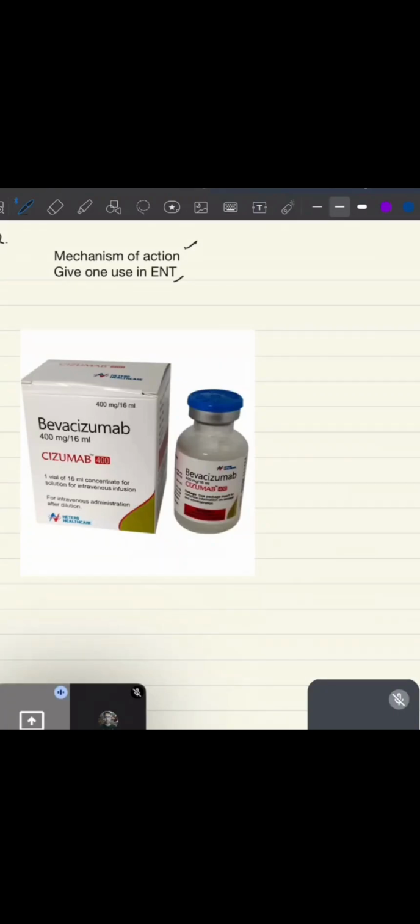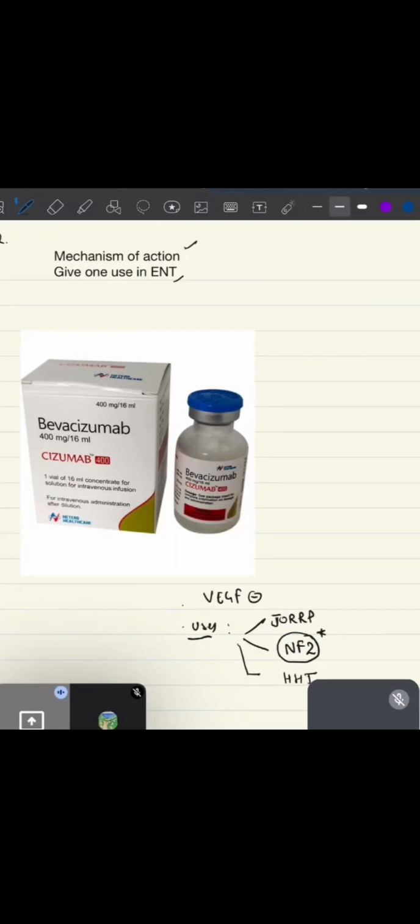What is the mechanism of action? Anti-VEGF factor? Yes, doctor. Absolutely correct. VEGF inhibitor. And anybody with the uses in ENT, any one or two uses? Respiratory papillomatosis, juvenile onset recurrent respiratory papillomatosis. Anything else? They'll ask you medical management of NF2. Remember the drug. Apart from this, also used in hereditary hemorrhagic telangiectasia. These three places this is being used.